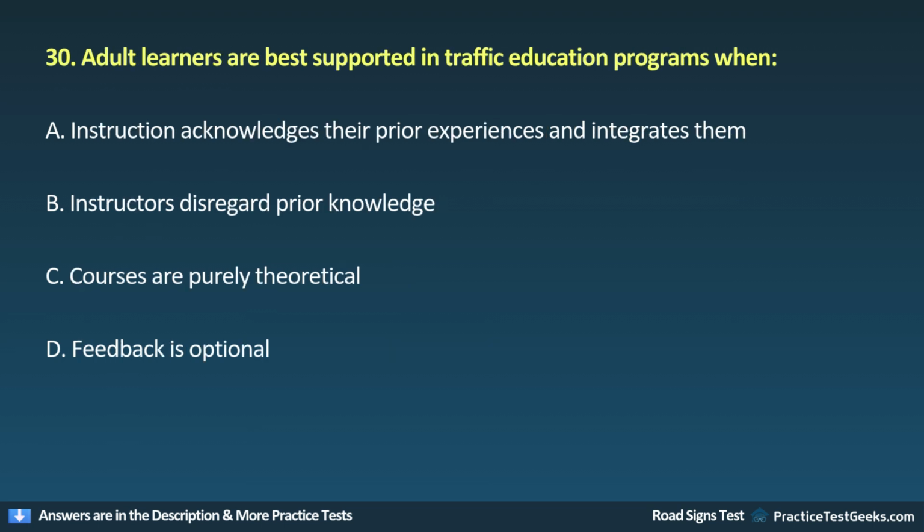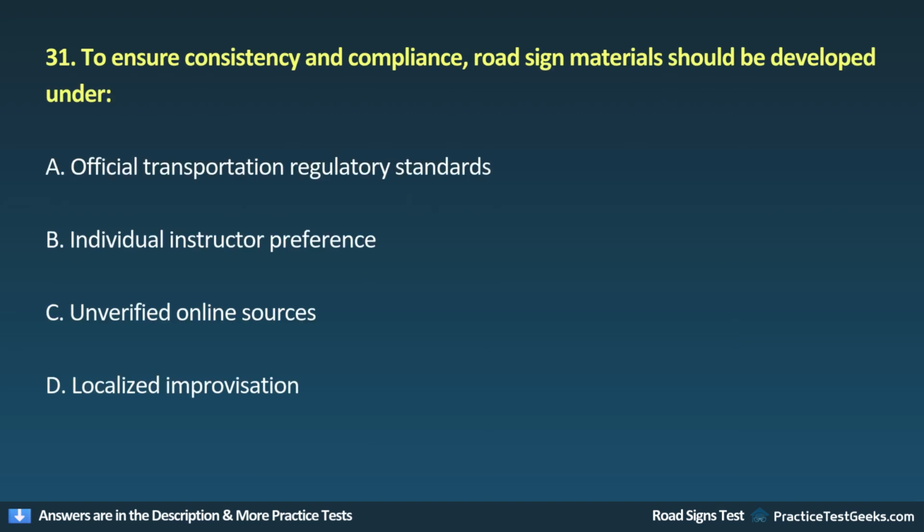30. Adult learners are best supported in traffic education programs when A. Instruction acknowledges their prior experiences and integrates them. B. Instructors disregard prior knowledge. C. Courses are purely theoretical. D. Feedback is optional.